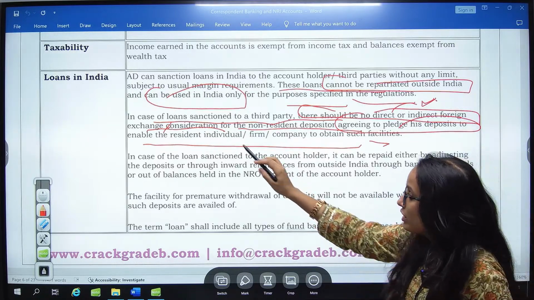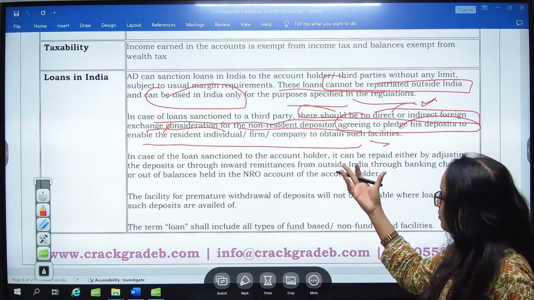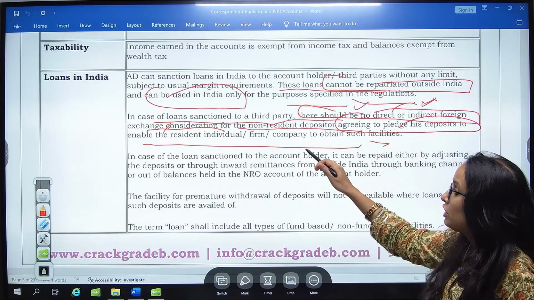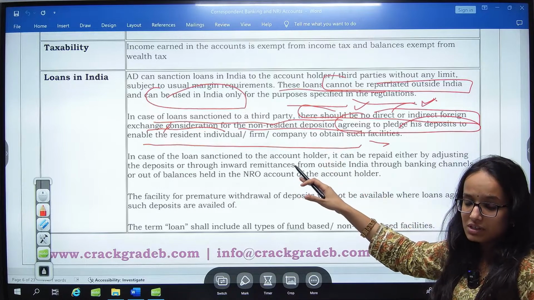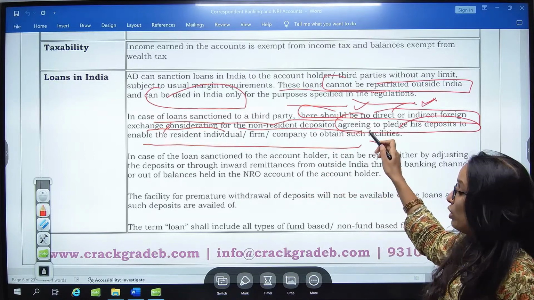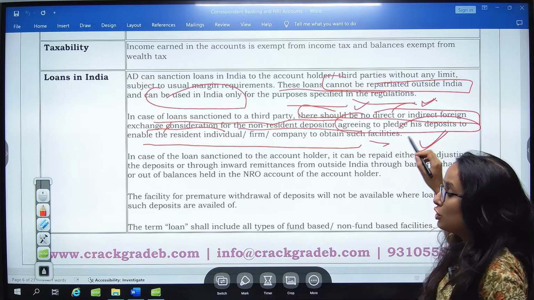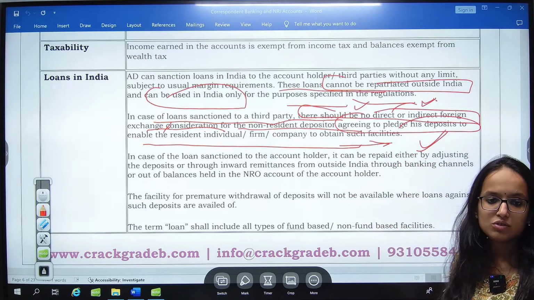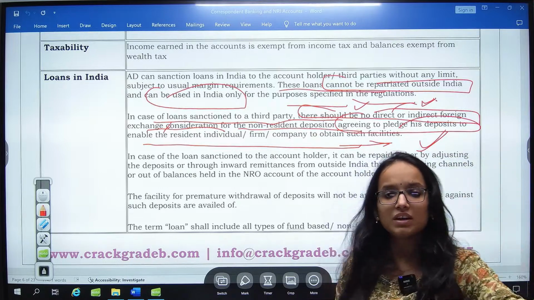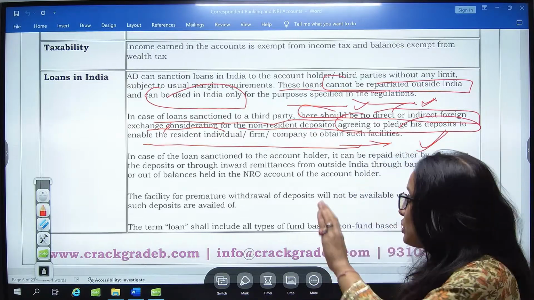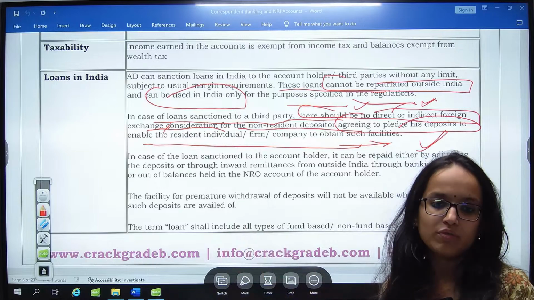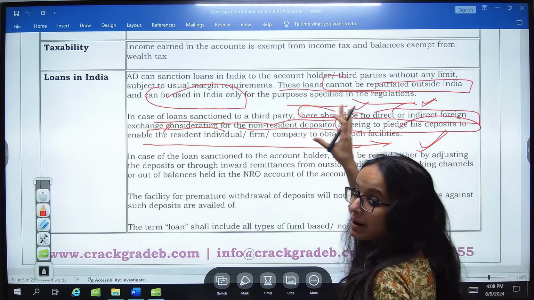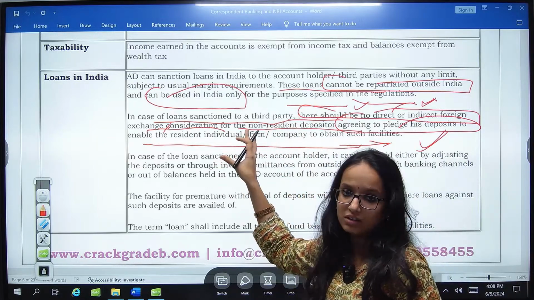Getting my point? So in case of loans sanctioned to a third party, there should be no direct or indirect exchange consideration for the non-resident depositor, or the account holder who is agreeing to pledge his deposits to enable the resident individual, firm or company to obtain such facilities. So if you are letting someone take a loan on your behalf, no benefit of foreign exchange is to be provided. This is clear, okay? And you cannot repatriate it. You cannot send the loan amount outside India, right?